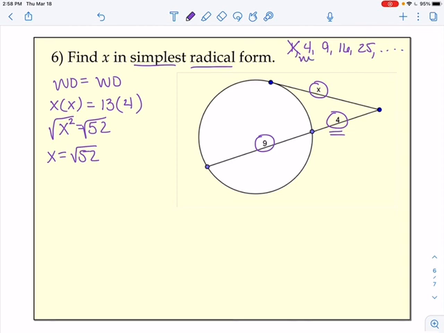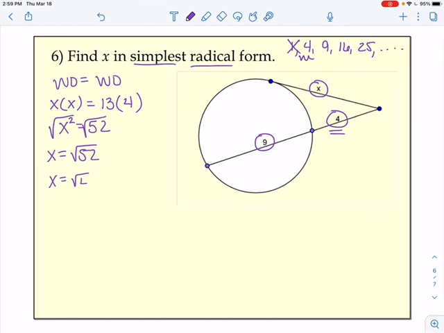Okay, and right away, if you try 4, it's going to work. So 4 times what would give you 52? Take 52, divide it by 4. You're going to get an answer of 13. So radical 52 is going to break up into radical 4 times radical 13. But again, I know what the square root of 4 is. The square root of 4 is 2. And I don't know what the square root of 13 is, and we're just going to tack that on. So in simplest radical form, that's going to be 2 radical 13.